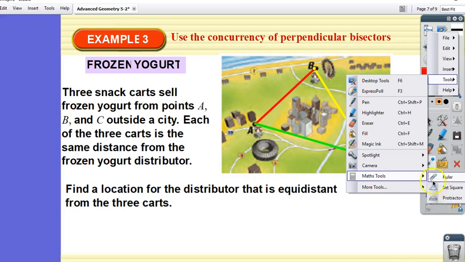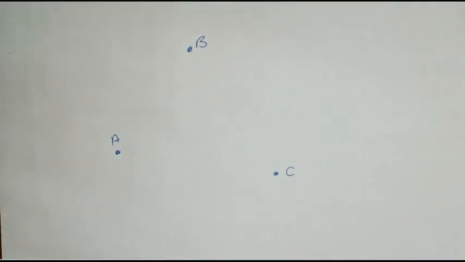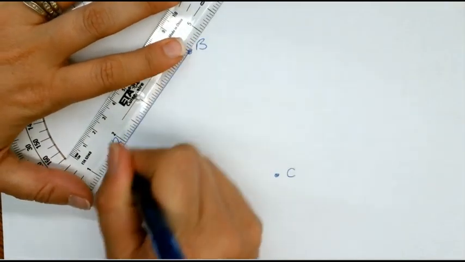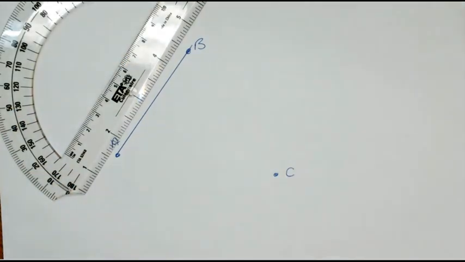Ooh, it doesn't have a compass on here. That's not cool. Alright, so I'm going to do this on a piece of paper, so bear with me. Alright guys, so we are back. So I just made my 3 points. So once again, I'm going to connect the 3 points so that I can turn it into a triangle. And I'm going to do this in different colors.